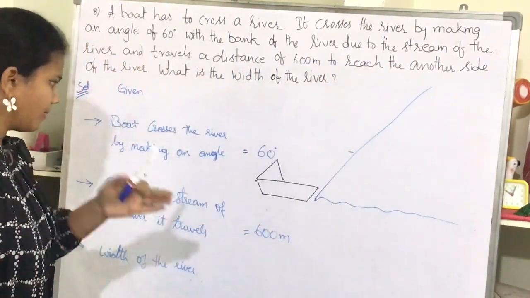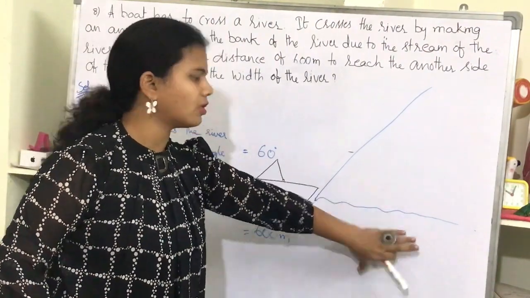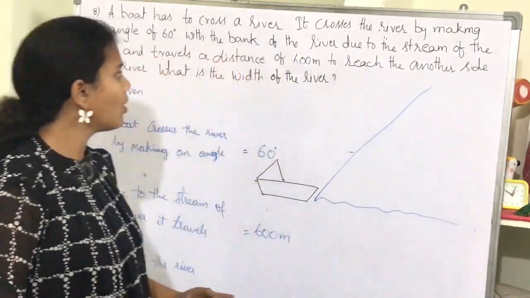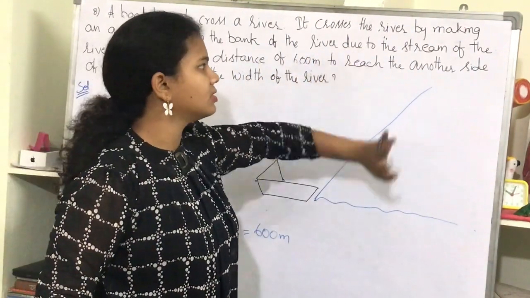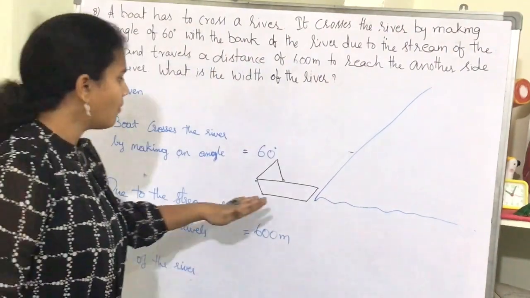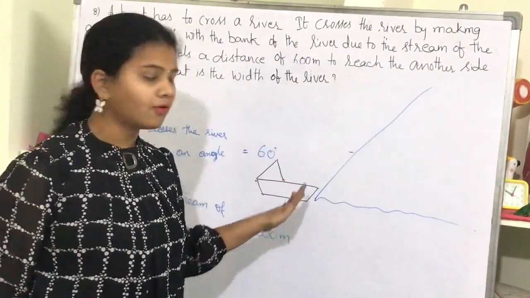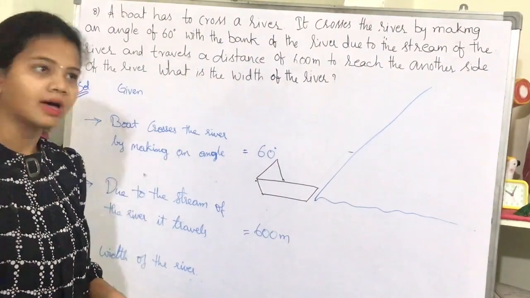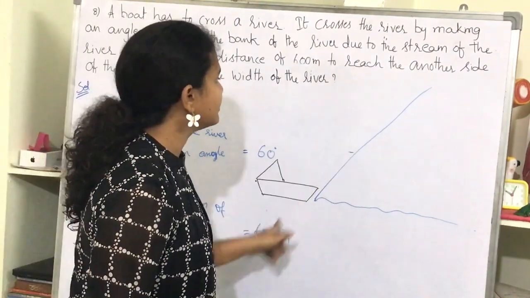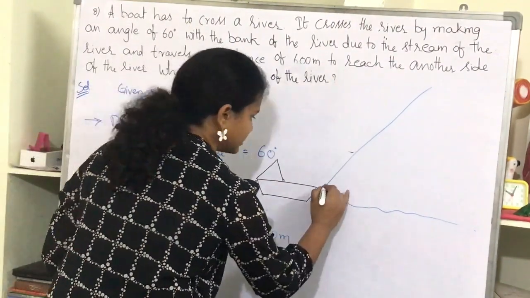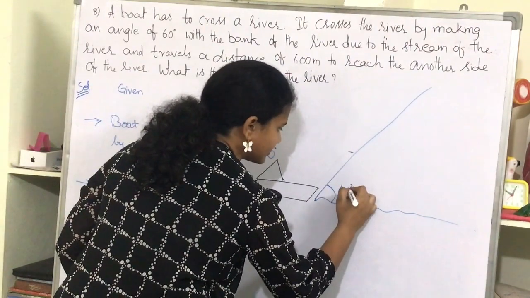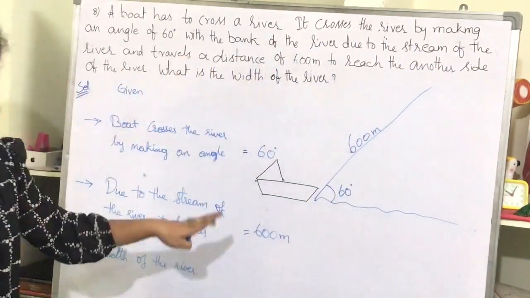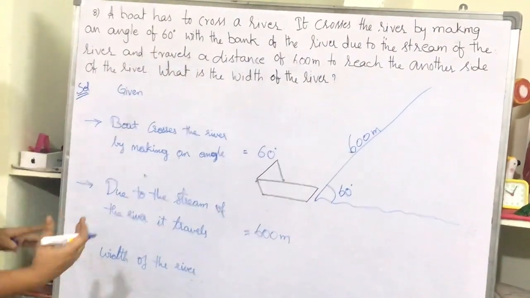So the boat can cross like this. This will be the very shortest distance compared to the longer side. The boat wants to travel in this path, but unfortunately, due to the heavy stream of the river, the boat must travel to the other side by making a 60 degree angle with the banks of the river. The distance traveled by making a 60 degree angle is 600 meters. So the boat travels 600 meters to reach the other side of the river.